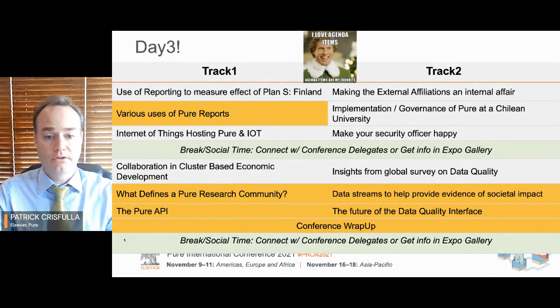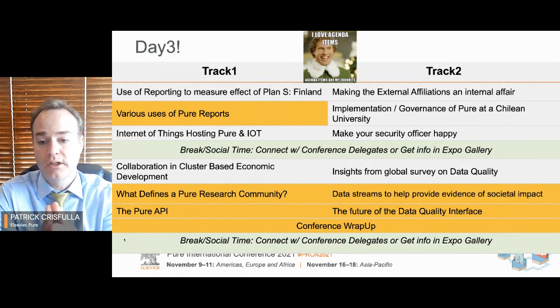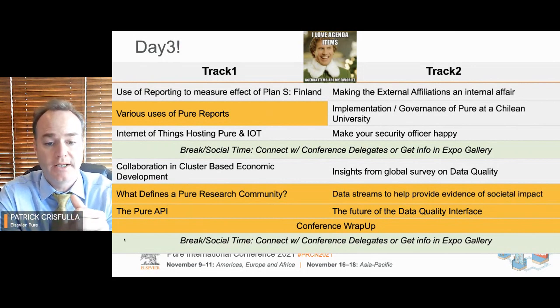After that, a Pure product support specialist and implementation consultant from Pure and a Pure product manager will give a talk on the various uses of Pure reporting that, if you're new to Pure reporting, you might find useful to consider. Or on track 2, you can discover how the Pure Executive Committee at the Universidad de los Andes in Chile successfully implemented Pure and how the governance continues today.